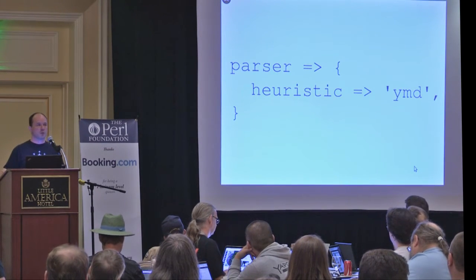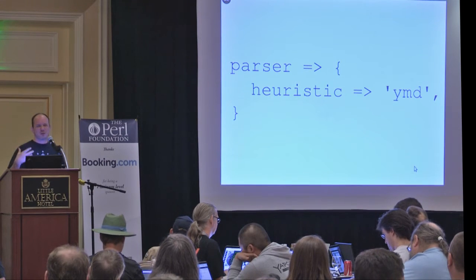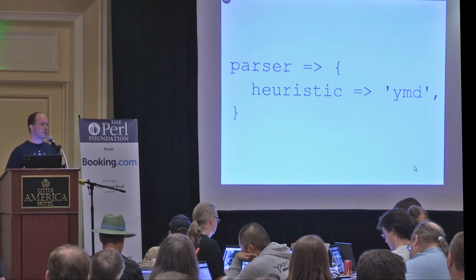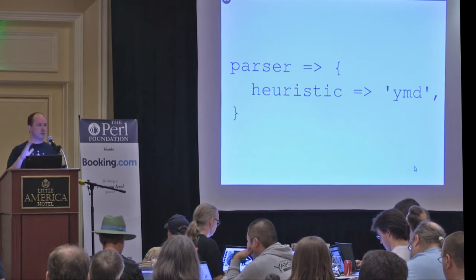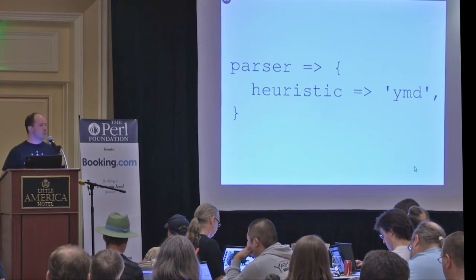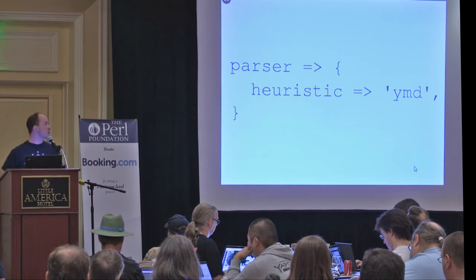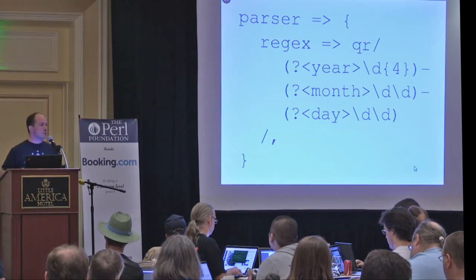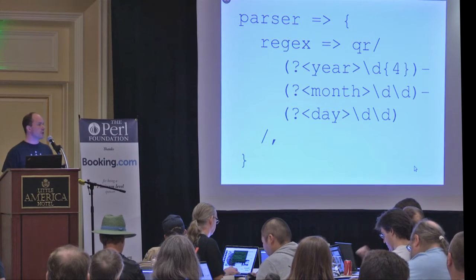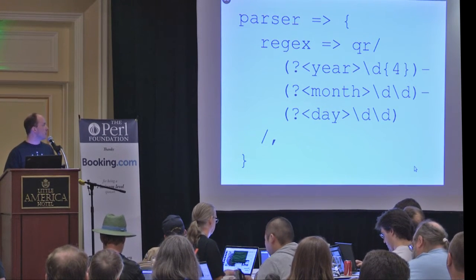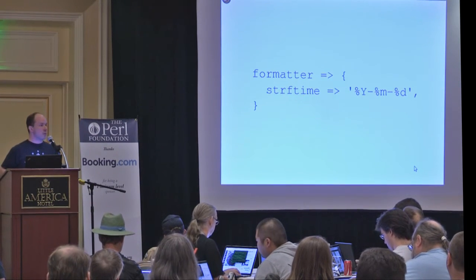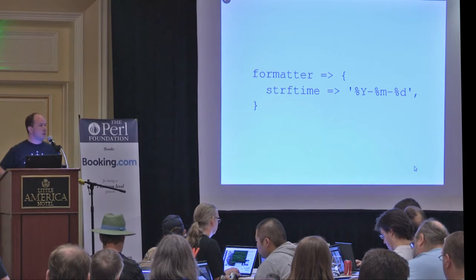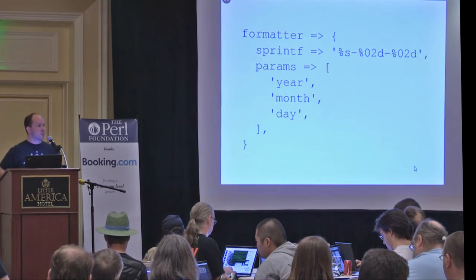A friend of mine at work asked, could you also add some really cool stuff? Like, I know Postgres does really awesome heuristic date parsing. Can you put in something like that? So I grabbed their unit tests and stuck them in and built something. It's not pretty under the hood, but it kind of works. Also, regexes, both using parameters and using named regexes. And then formatting, again, basic stuff, strftime, sprintf.